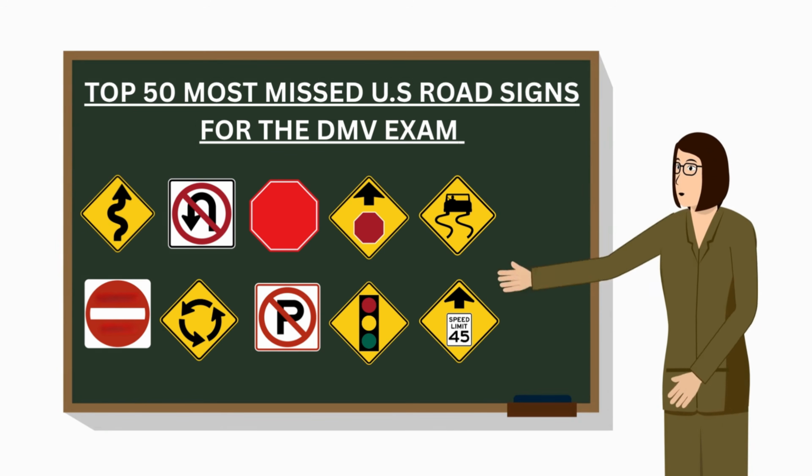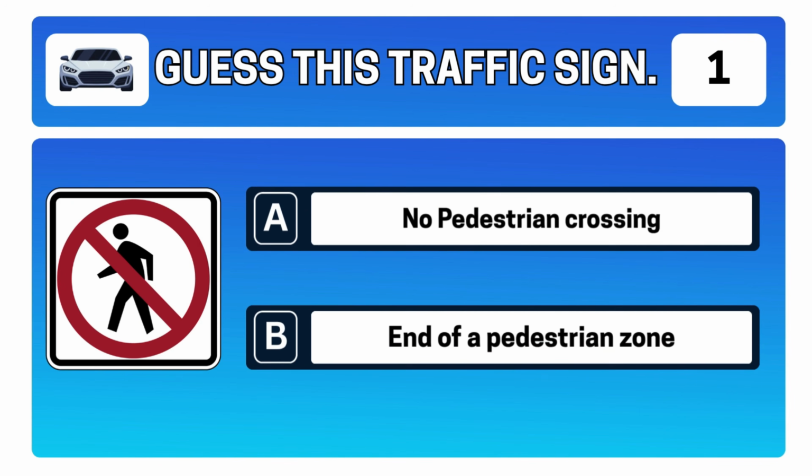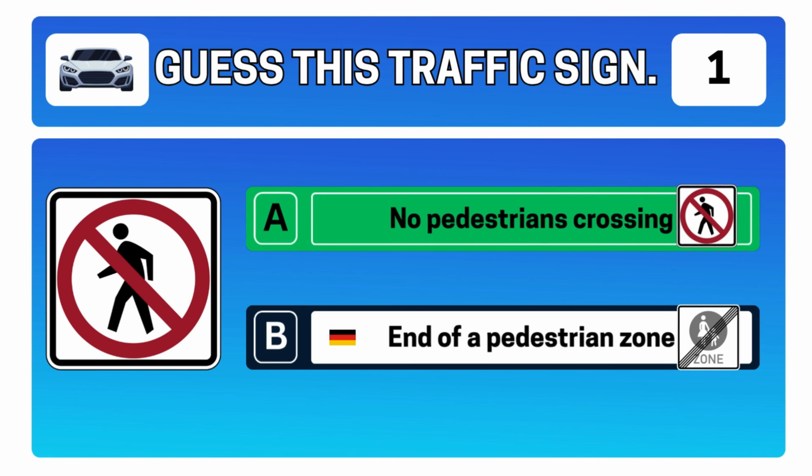Okay, let's jump in. Guess this traffic sign. A. No pedestrians crossing. B. End of a pedestrian zone. Great start. That is the no pedestrians crossing sign.